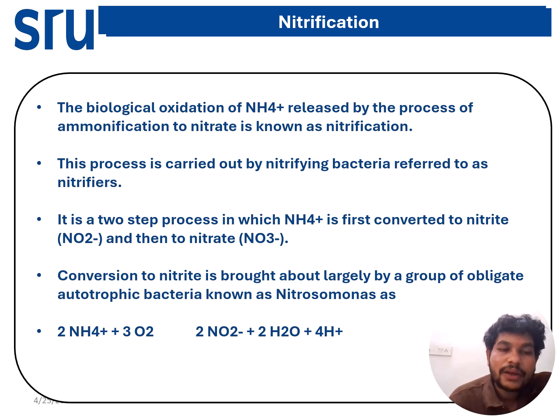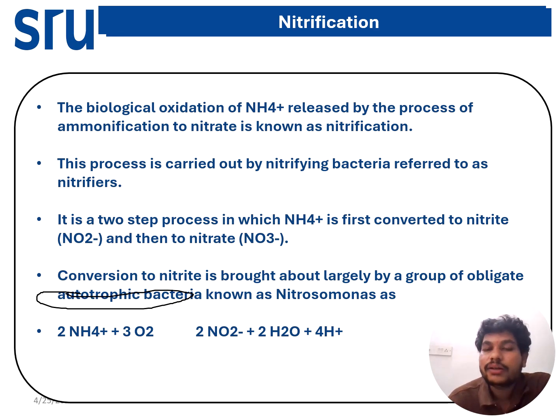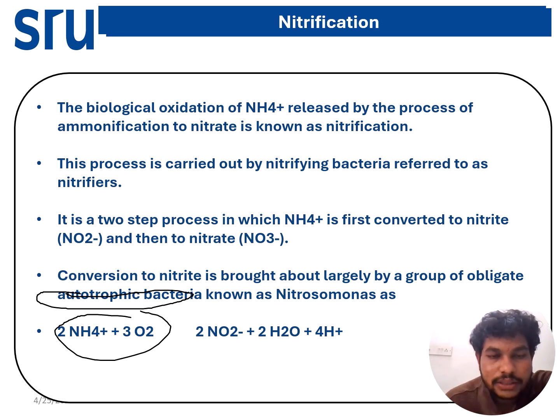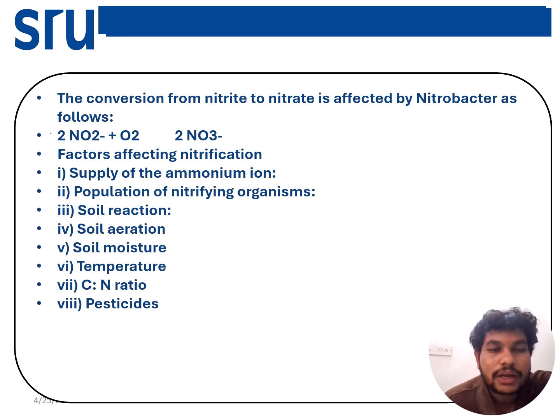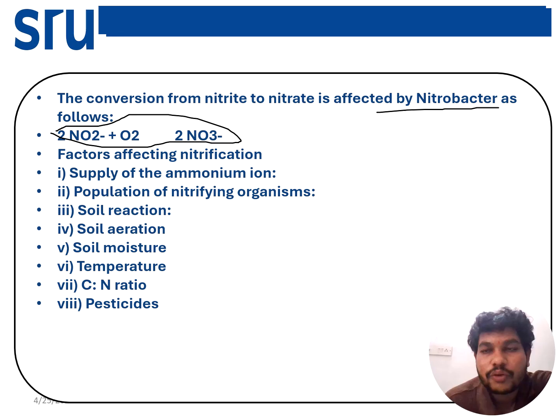This one will be carried out by autotrophic bacteria. Okay, up to ammonification, the process is carried out by heterotrophic bacteria, and after this nitrification is carried out by autotrophic bacteria, meaning it will take carbon from CO2. So NH4 will get oxidized to form NO2, nitrite, by the Nitrosomonas bacteria. And then NO2 will convert to NO3 through the oxidation process, done by Nitrobacter.